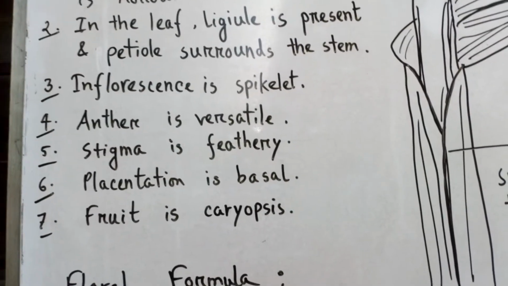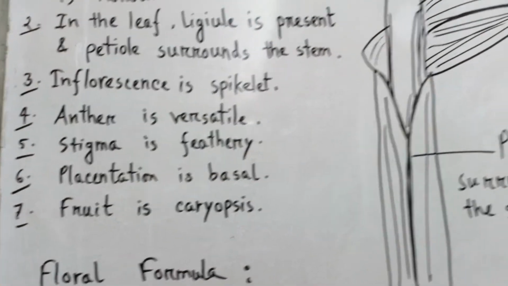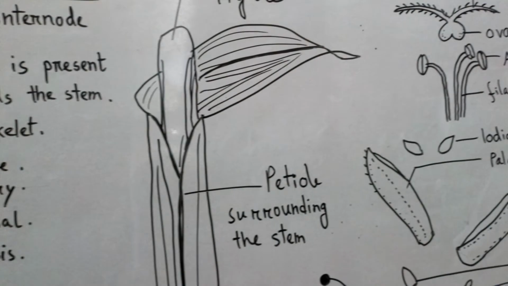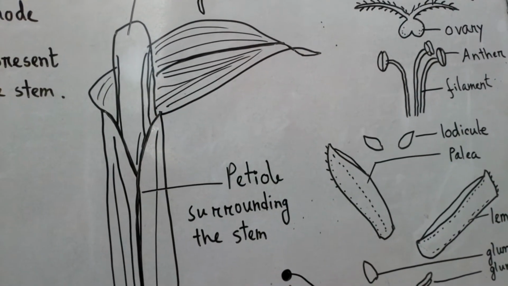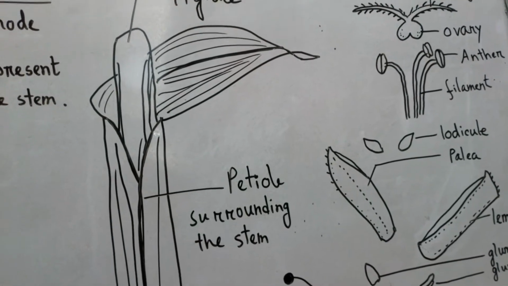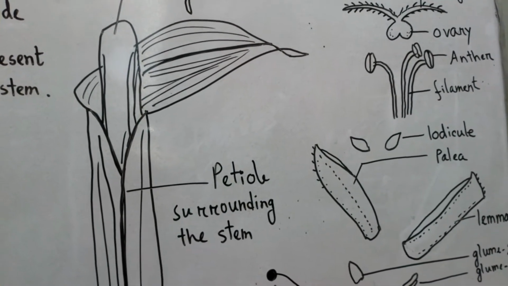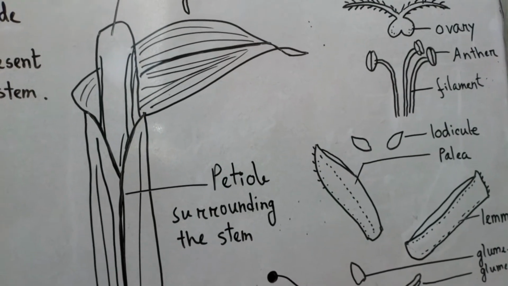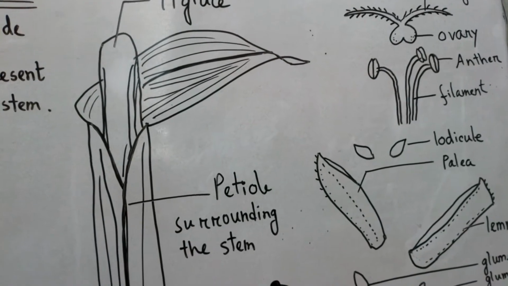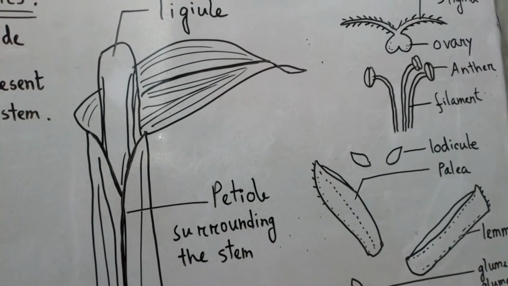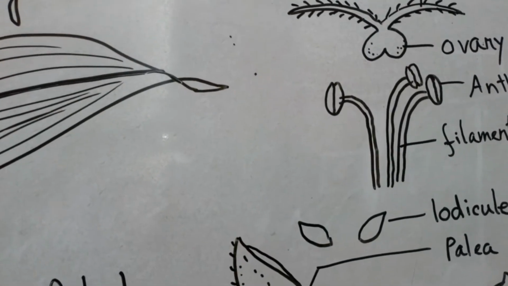The next characteristic is that the anther is versatile. In the previous class, I told you about versatile anther. When the filament is connected to a point on the dorsal part of the anther in such a way that it can move in any direction with the help of wind, that is known as versatile anther. So these are versatile anthers.